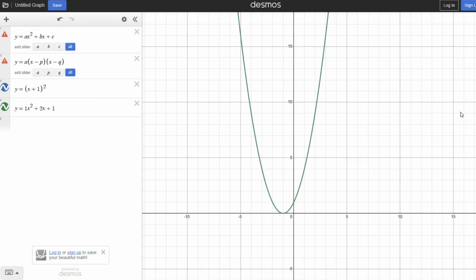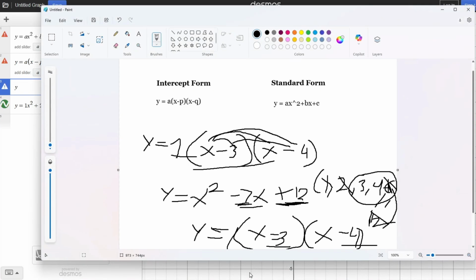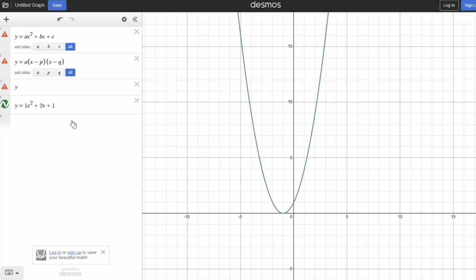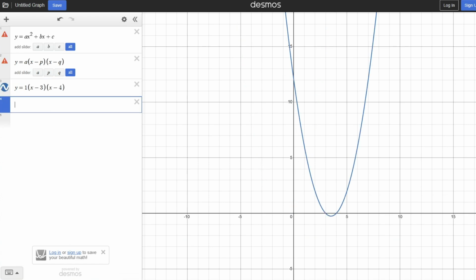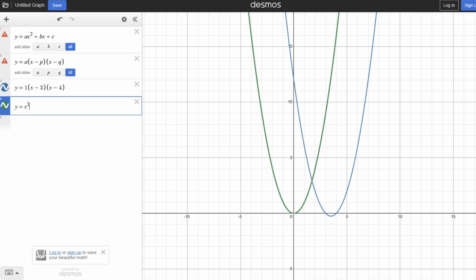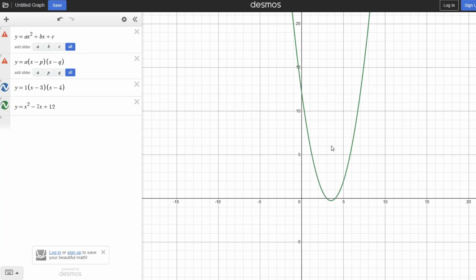Now let's test this on Desmos. The equation we had is y equals 1(x minus 3)(x minus 4), and we have y equals x squared minus 7x plus 12. See, they're overlapping each other.